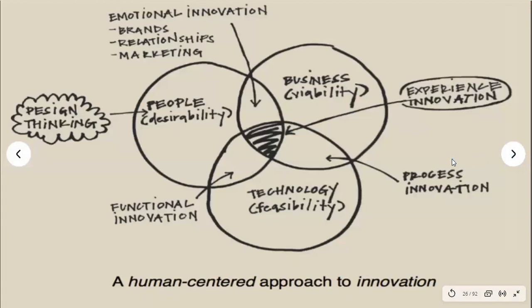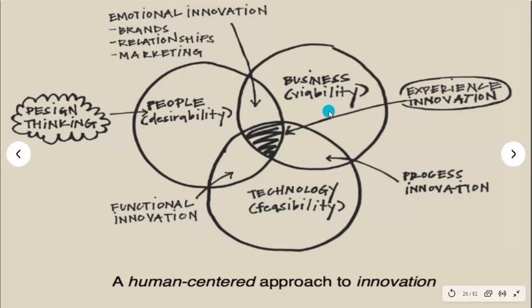Now, a human centered approach to innovation, all of these circles, when we talk about business viability, when we talk about technology feasibility, and now we talk about people desirability, right? So when we are working on desirability and feasibility, we are doing something called a functional innovation, right? Do people require this kind of a feature? Is it technologically feasible for us to build on that? Hey, that's functional innovation that we're doing. That's one part of innovation.